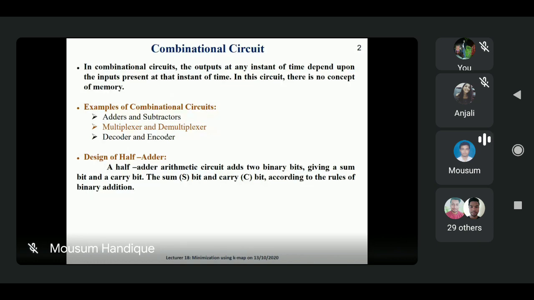And from the expression, how can you check whether this circuit is correct or not? From the expression, you can construct the truth table. Truth table means the behavior of that particular circuit, and you can do cross verification also. It is possible.